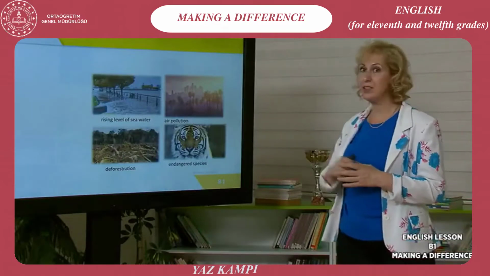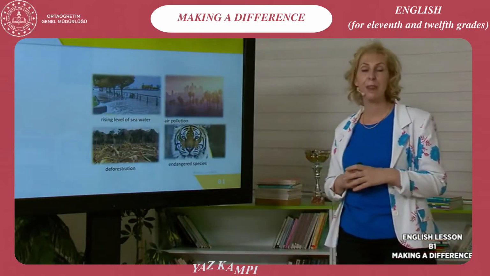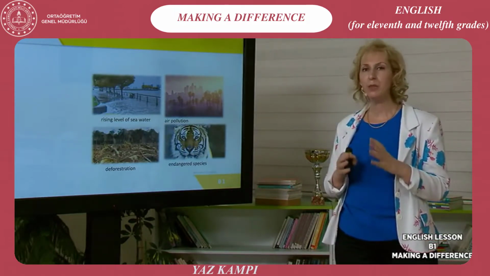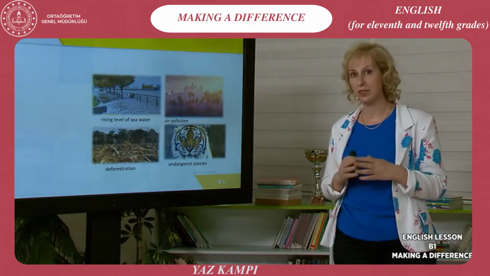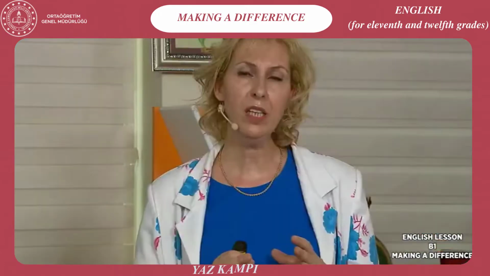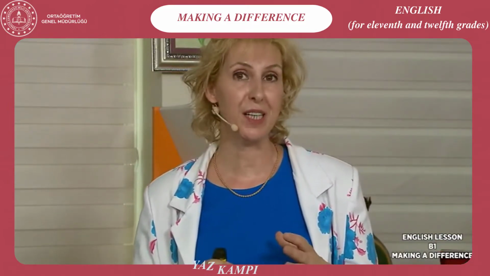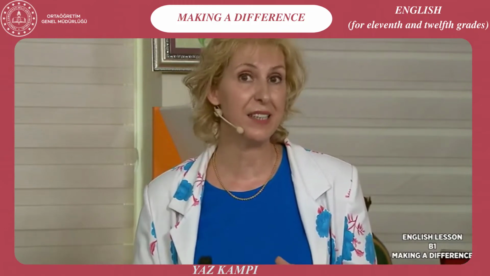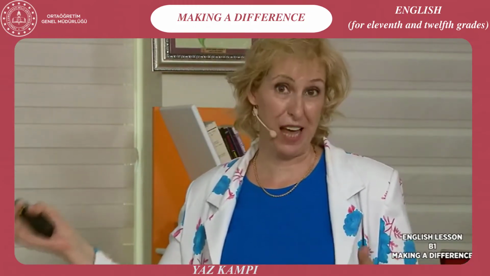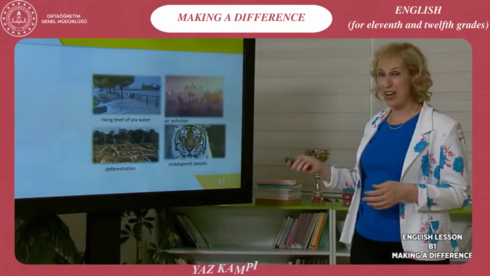And as you see, there is a tiger. They are endangered species today. At the beginning of the 20th century, there were about 100,000 tigers in the world. But now, there are only 3,000 left. In a few years' time, there may not be any tigers left. Now, there are some of them. Of course, there are lots of other threats.